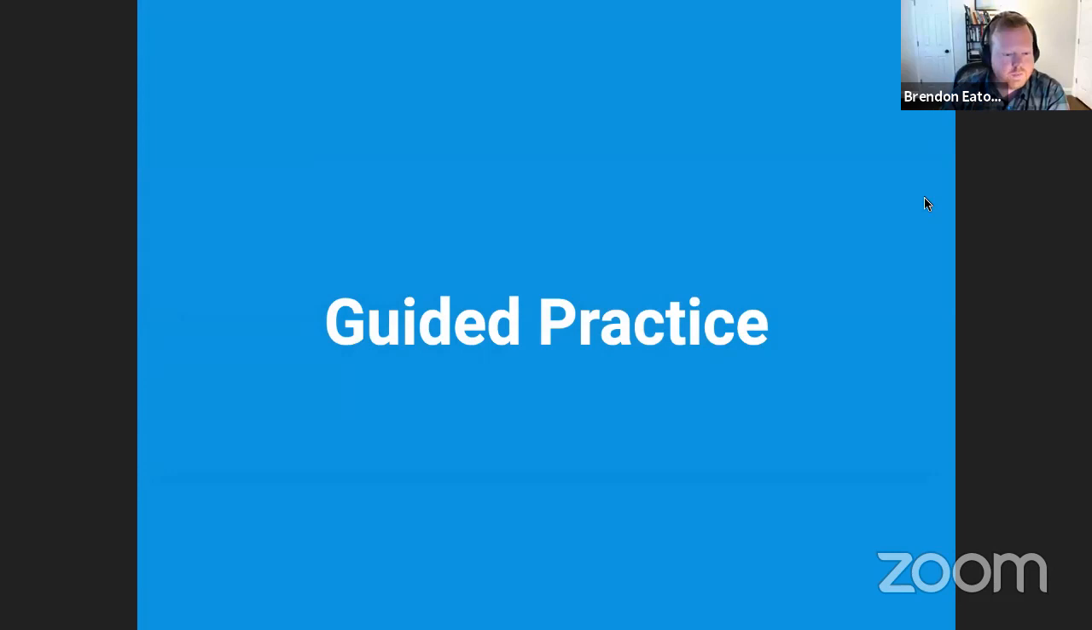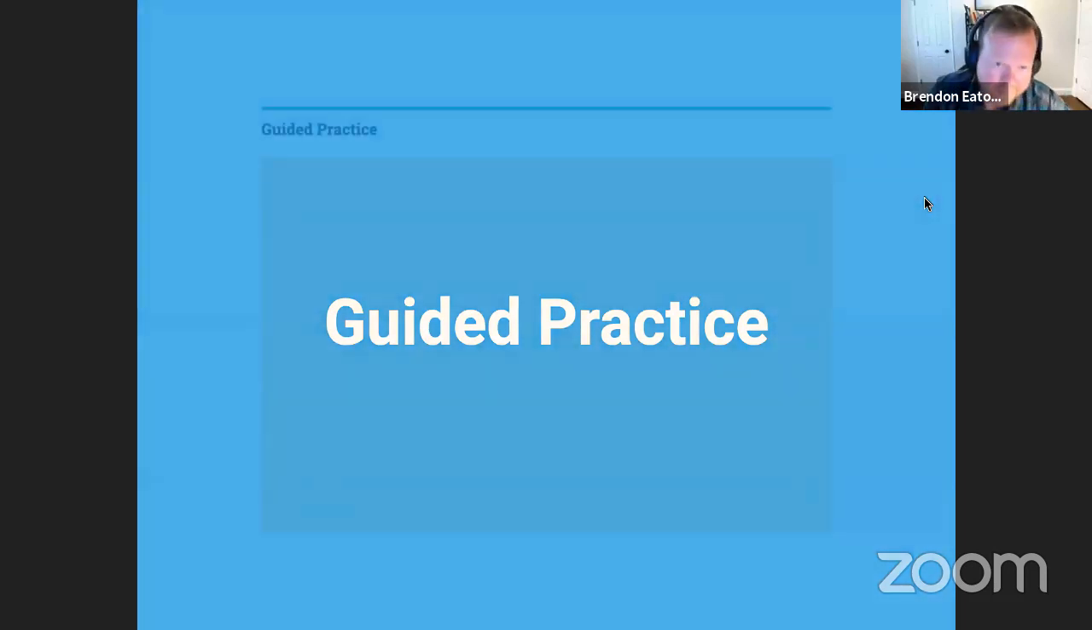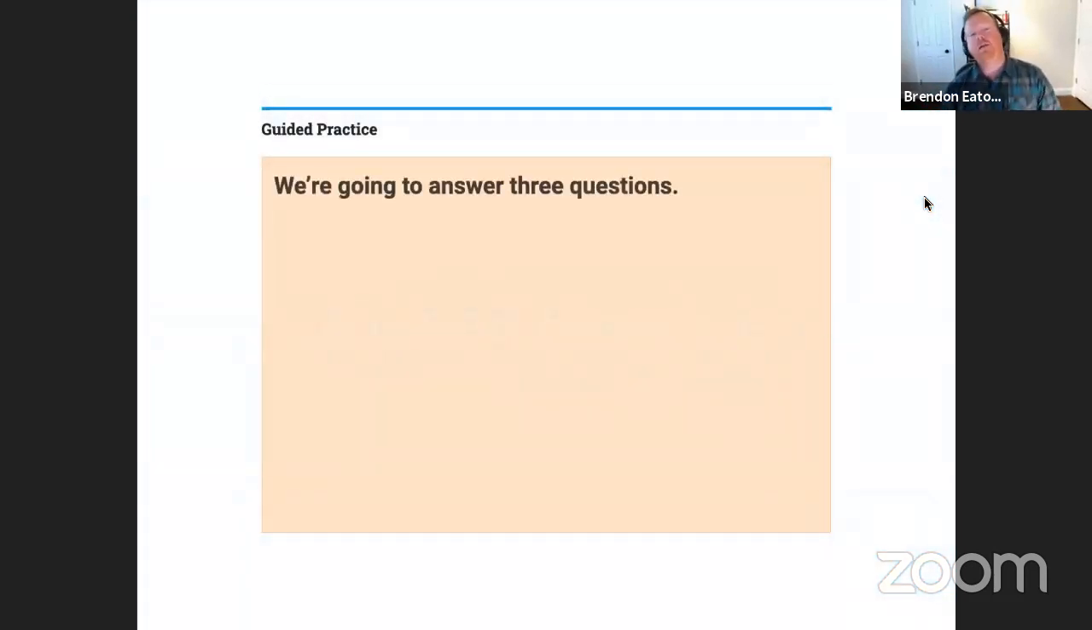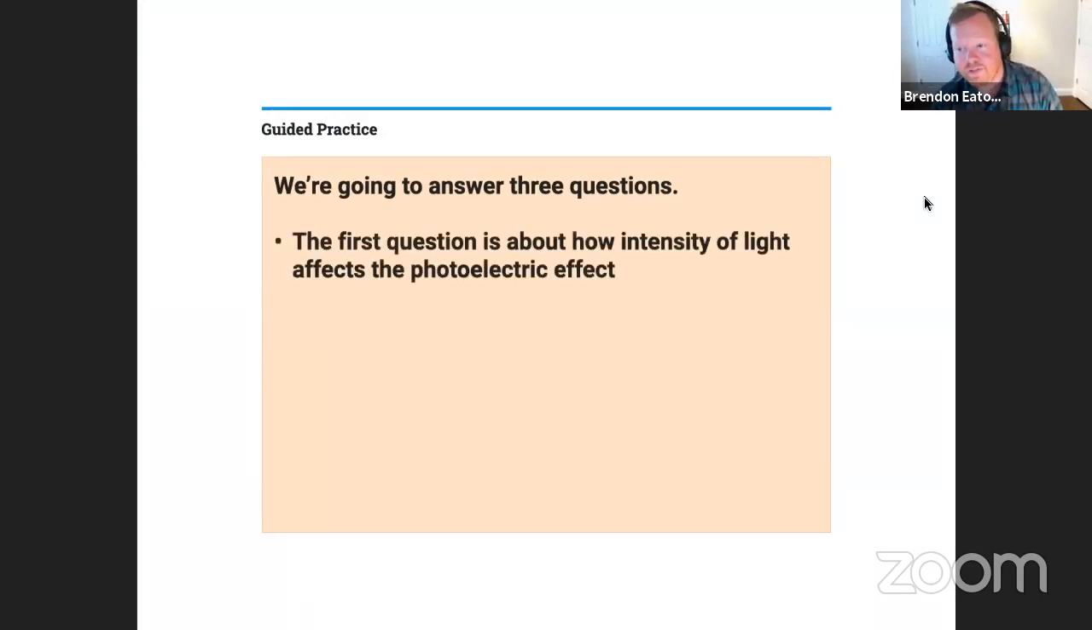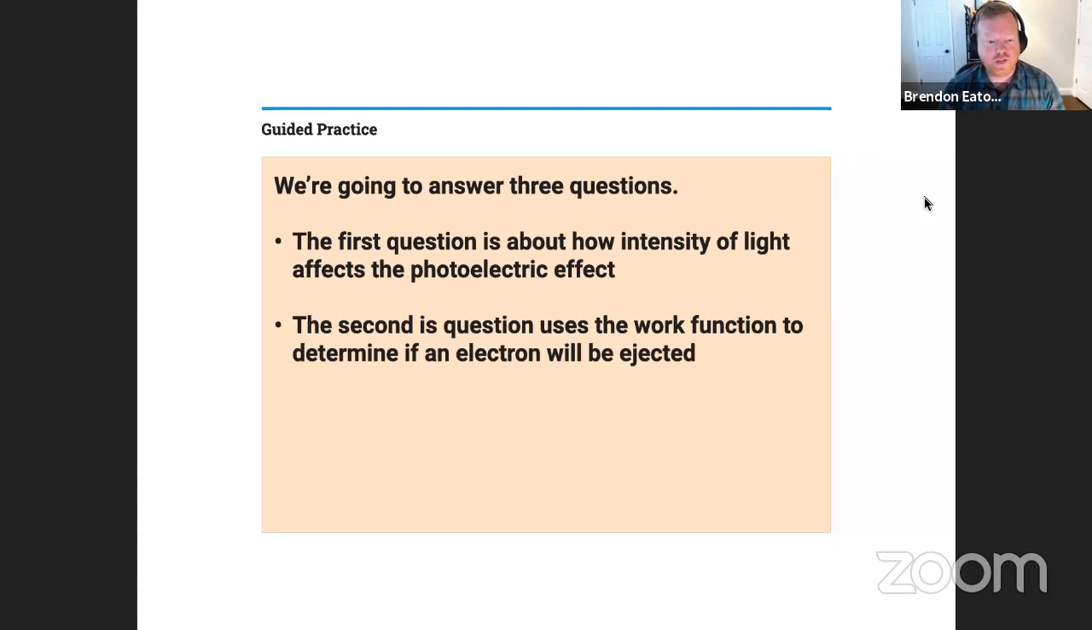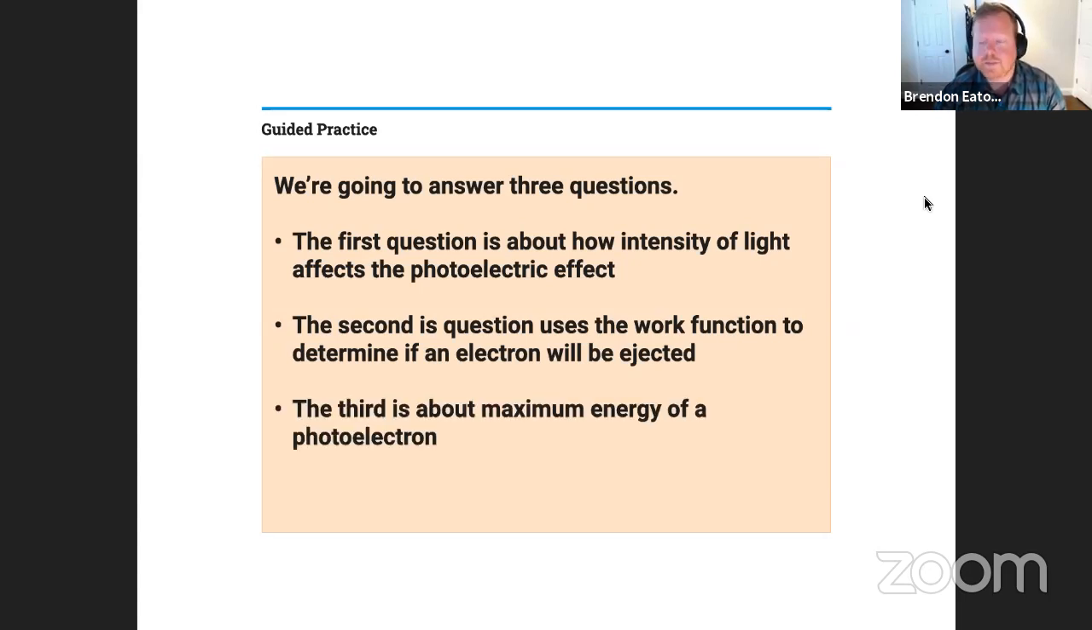All right, so let's see what you can get out of what we just taught you. So in our guided practice today, we're going to answer 3 questions. The first one's about intensity of light and how it affects the photoelectric effect. That's a lot of effect words in there. The second question uses the work function to determine if an electron will be ejected. And the last is about the maximum energy of a photoelectron.